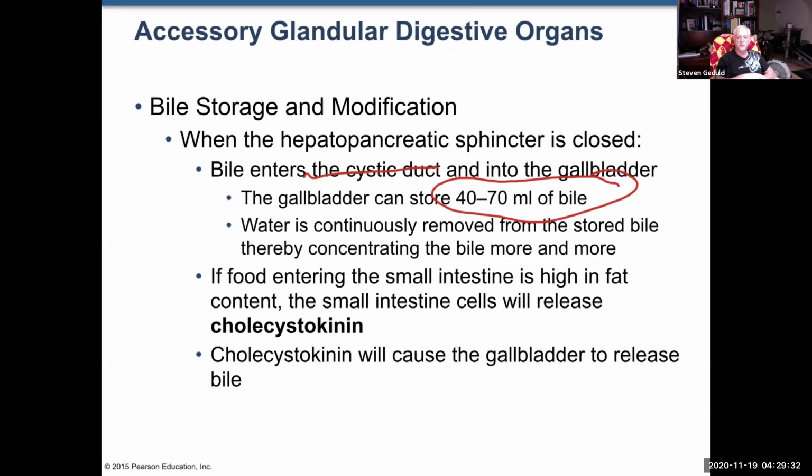Water is continuously removed from the stored bile, concentrating the bile more and more. That's what causes gallbladder stones. If food entering the small intestine is high in fat, the small intestine cells will release cholecystokinin. Remember, cholecystokinin is secreted and released by those cells. The cholecystokinin causes the gallbladder to release its bile down the common bile duct.